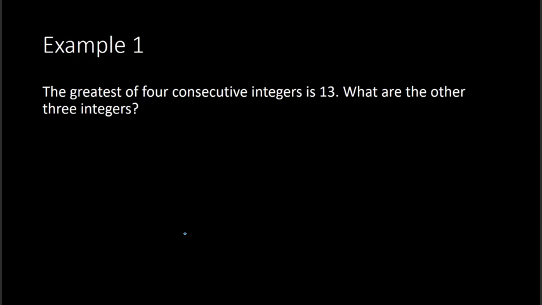So example 1, we are told the greatest of four consecutive integers is 13. And what are the other three integers? Well, if the biggest one is 13, the other ones would have to be 12, 11, and 10. So the four consecutive integers would be 10, 11, 12, 13, where 13 is the largest.